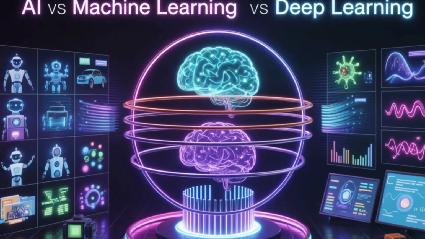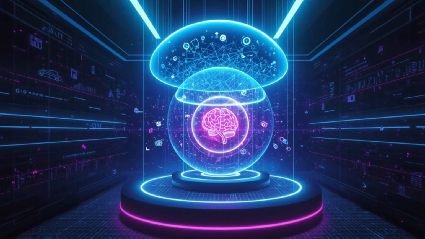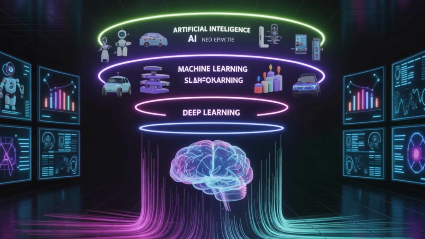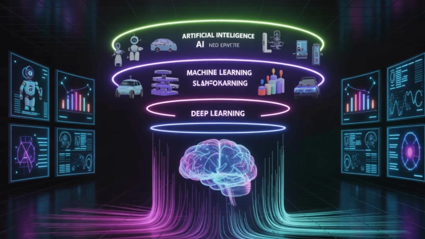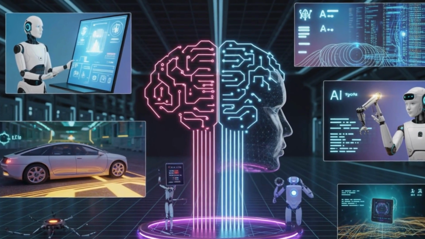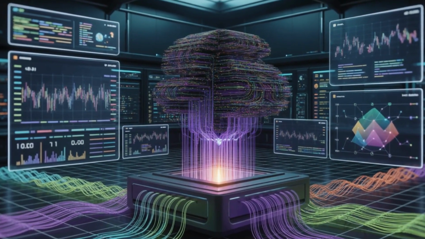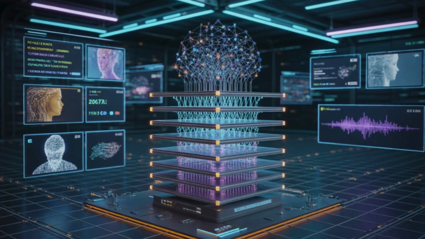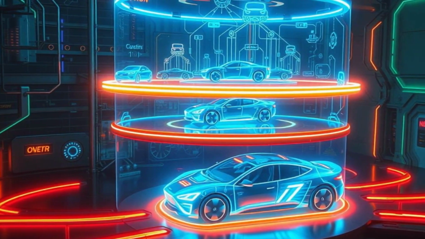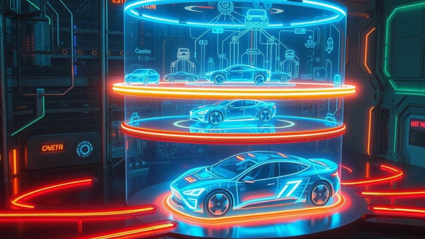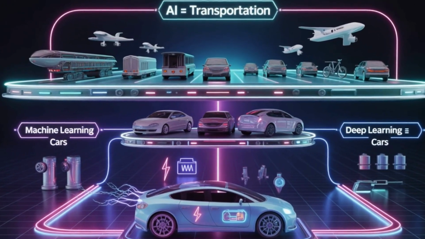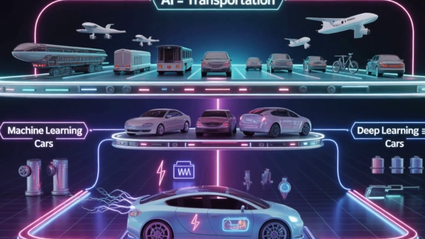AI versus machine learning versus deep learning. The easiest way to understand this is through nested layers. Artificial intelligence is the big umbrella. Inside AI, there is machine learning, and inside machine learning, there is deep learning. Think of it like this. AI is the overall goal, making machines intelligent. Machine learning is one way to achieve that goal. Deep learning is a specialized technique within machine learning. Here's a simple analogy. Imagine transportation. Transportation is the big category. Inside it, you have cars. Inside cars, you have electric cars. AI equals transportation. Machine learning equals cars. Deep learning equals electric cars.